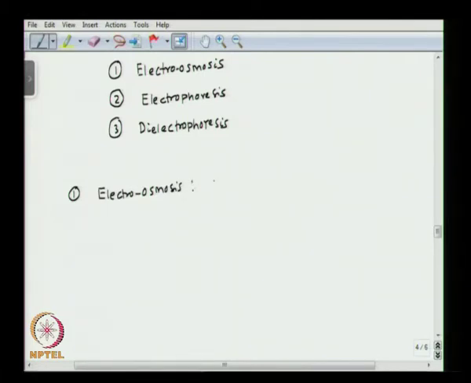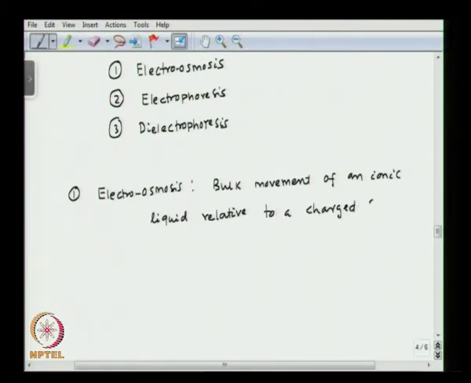And this is nothing but bulk movement of an ionic liquid relative to a charged surface due to an electric field.